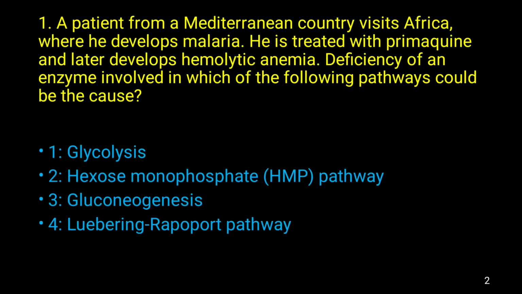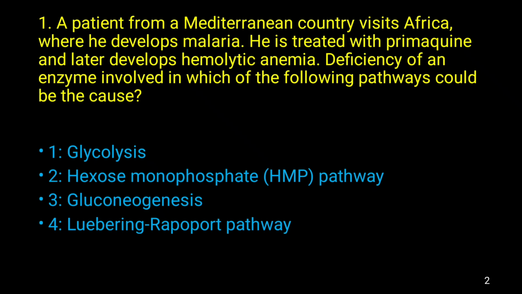Now, you already know about glycolysis, the HMP shunt pathway, gluconeogenesis, and the Luebering-Rapoport pathway. The Luebering-Rapoport pathway is related to 2,3-bisphosphoglycerate, that is 2,3-BPG. When we talk about hemolytic anemia in relation to all these pathways, glycolysis and the HMP shunt pathway are somewhat related to hemolytic anemia. Gluconeogenesis is not related to hemolytic anemia. The 2,3-BPG or Rapoport-Luebering pathway is also not related to hemolytic anemia. So options 3 and 4 are directly ruled out. Only two options remain, glycolysis and the HMP shunt pathway.